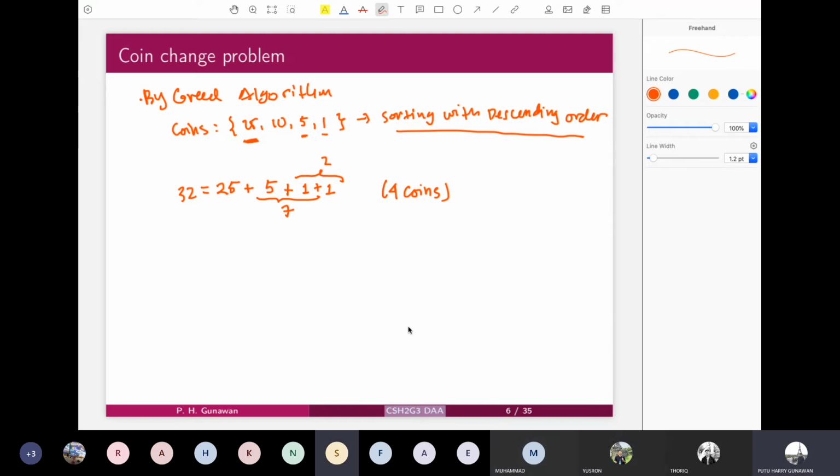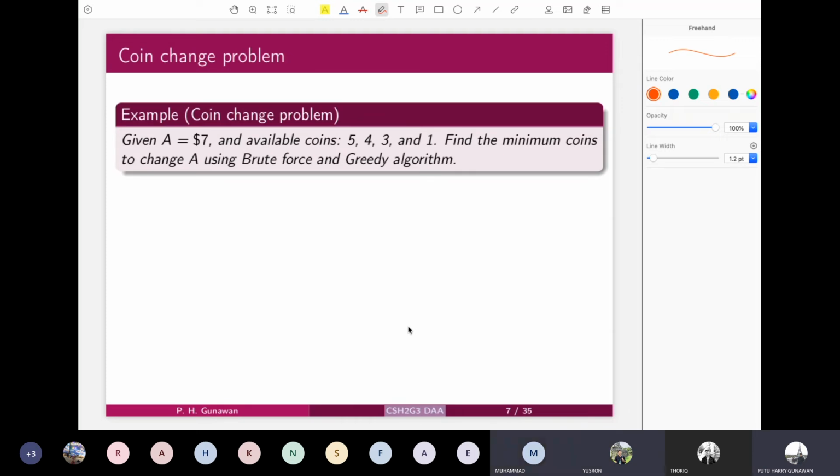No. Okay, so now go back to another example. Now we have coins 5, 4, 3, 1, and then you have A equal to $7.